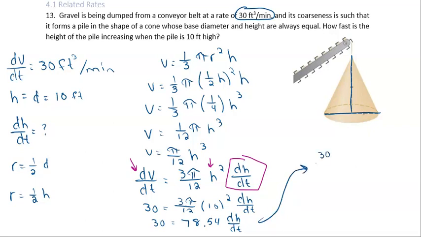I'm running out of space, so I'm just going to pick it up over here. So if I do 30 divided by 78.54, that will give us dh/dt. And doing that division, it looks like we are going to get 0.382 dh/dt, and that will be feet per minute. So what does that mean? How fast is the height of the pile increasing when the pile is 10 feet high? It's increasing at a rate of 0.382 feet per minute.